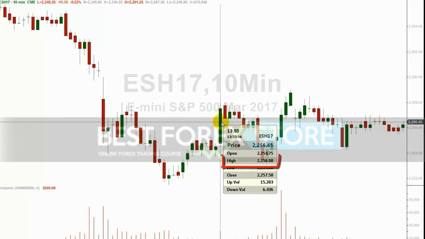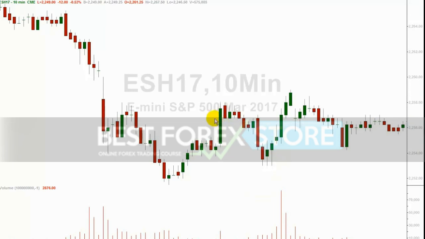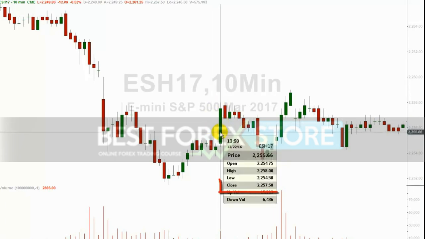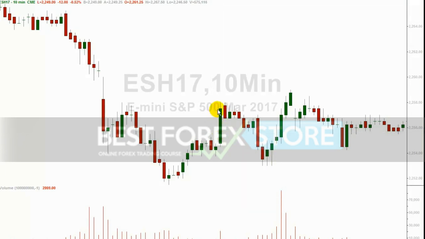We'll take a look at this large green candle in the middle of the screen, and you can see here that the high of that candle comes in at 22.58. That represents the high of the candle and also is the high of the wick. The close price of the candle is 22.57.50. That represents the top of the body of the candle. The top of the green portion, that's the close of the candle.